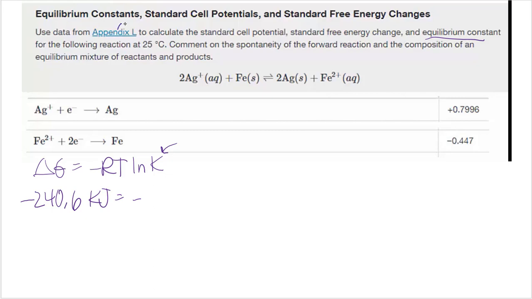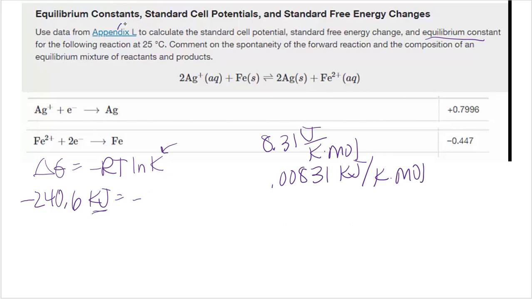And we're going to be using our kilojoule R because we know that R can be 8.31 joules per Kelvin mole. But because my delta G is in kilojoules, I'm going to use the 0.00831 kilojoules per Kelvin mole. So negative 0.00831 kilojoules per Kelvin mole. Our temperature, again, we're at a standard state, so 298 Kelvin. And then natural log of K.